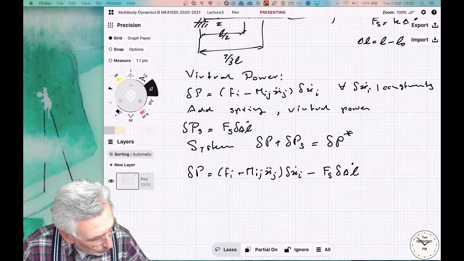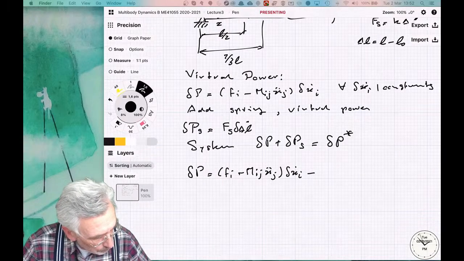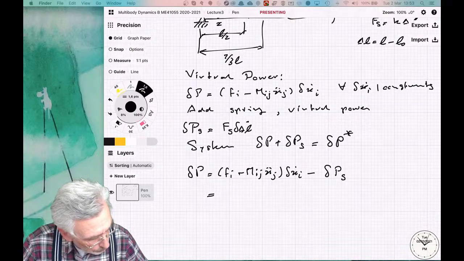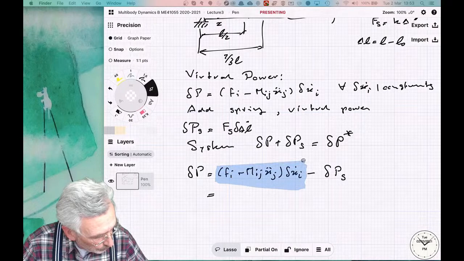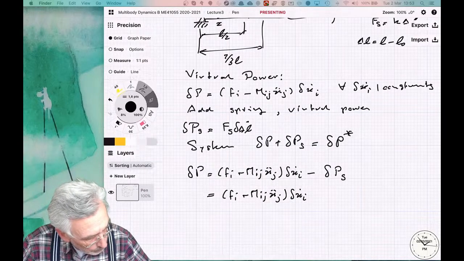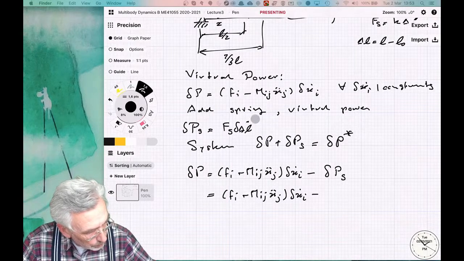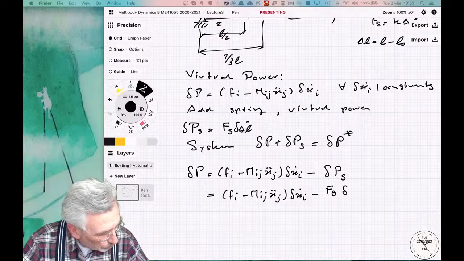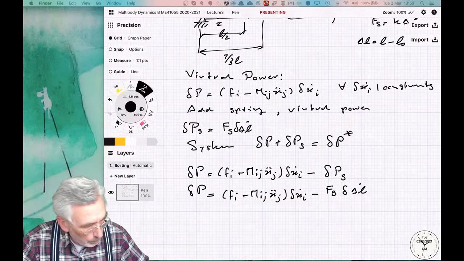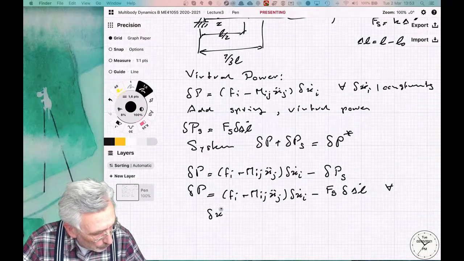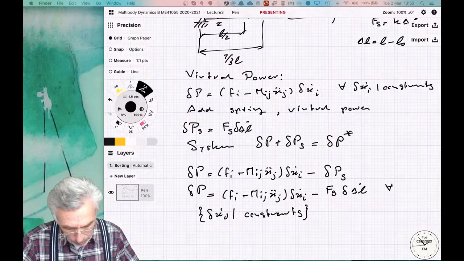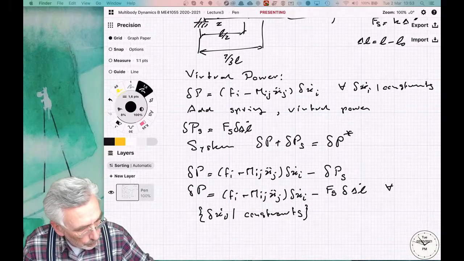Or maybe I first should write minus delta P spring, and then we're going to repeat this. Oh, I can do a copy paste, of course. So we're going to repeat this, and then I say minus, and this expression is the spring force times the virtual velocity rate of the spring. And of course, for which velocities? Well, all velocities which fulfill the constraints, right? Virtual velocities. And remember how we did that with those Lagrange multipliers. But for now, let's stick with this.